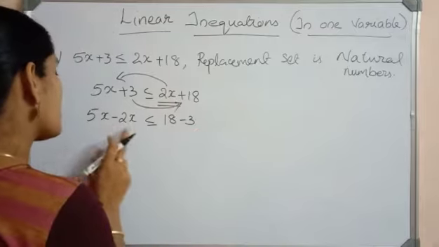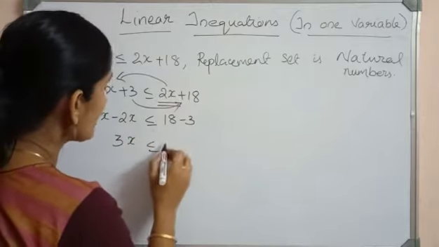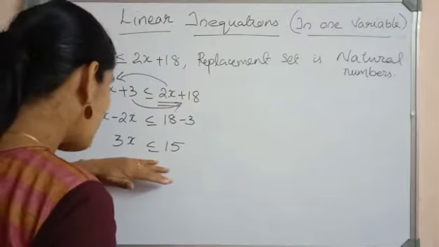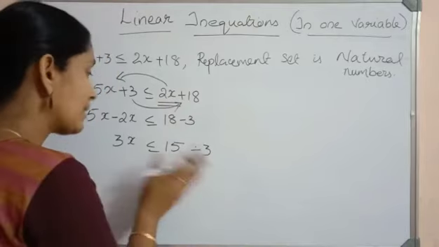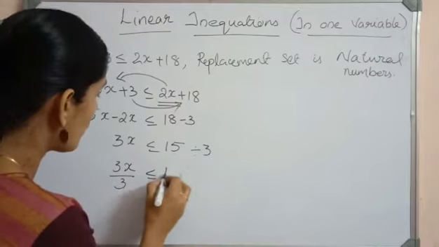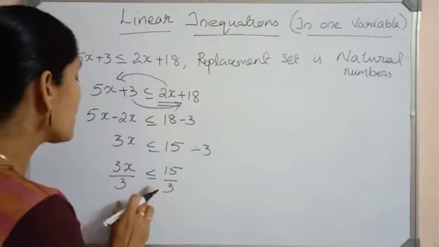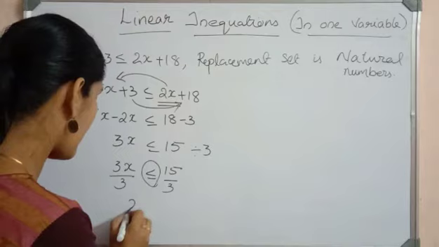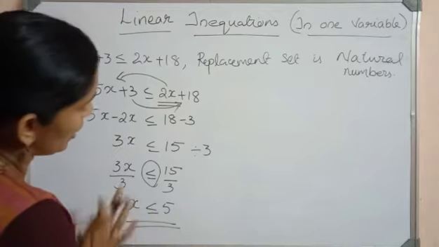Now 5x minus 2x is 3x, which is less than or equal to 18 minus 3, which is 15. Now again we need to simplify. So we can divide both sides of this expression by 3. We can write this as 3x by 3 is less than or equal to 15 by 3. Here the sign of inequality remains the same since we are dividing by a positive number. So this becomes x is less than or equal to 5, and this is the final condition we are getting.